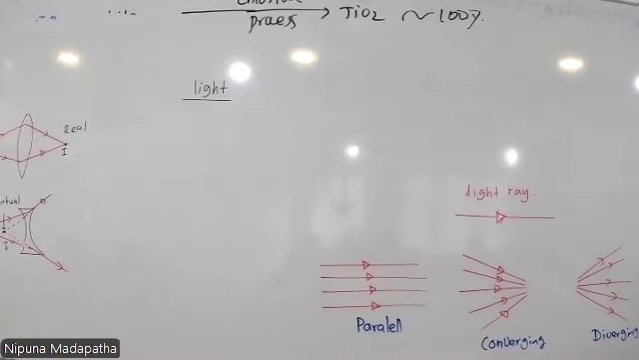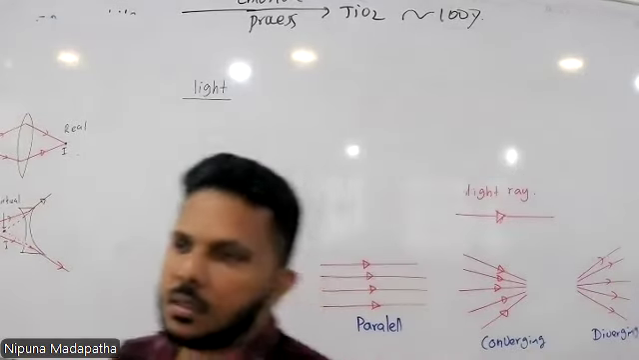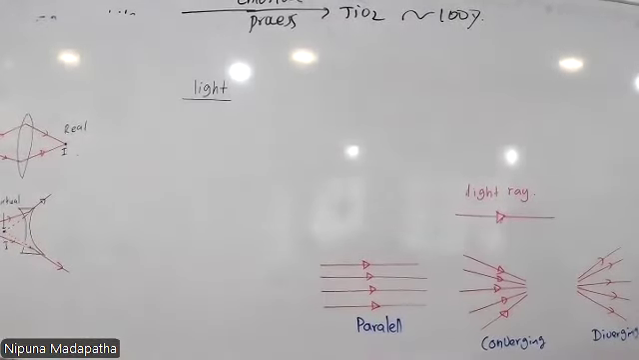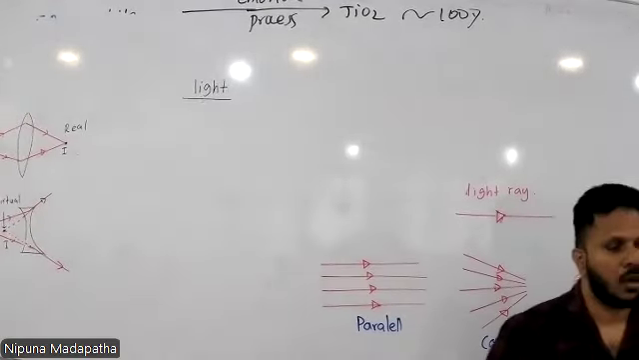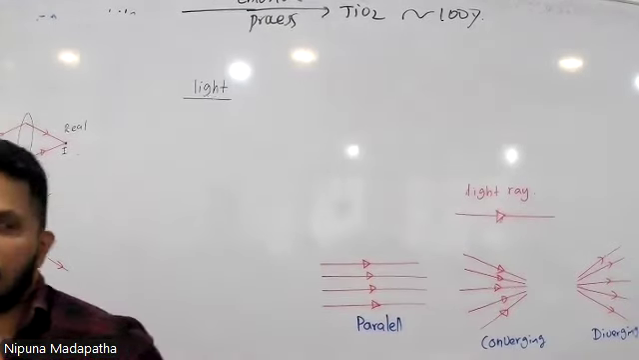Next topic is image. Image formed by light. An image formed by light is an optical reproduction.